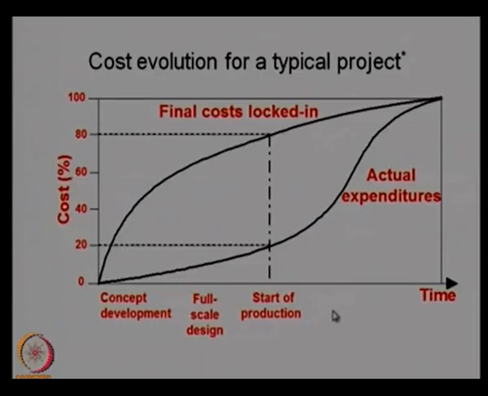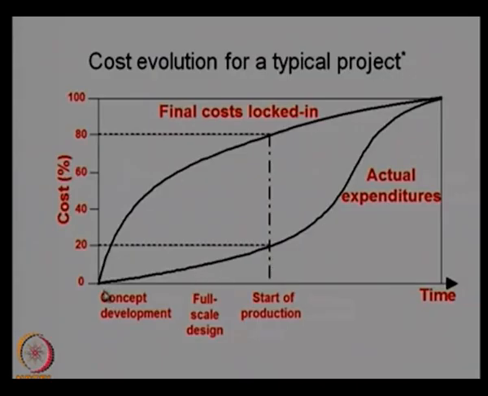So you can see here this concept development, full scale design and start of production. Till start of production, 80% of the cost of the project is locked in already, because your concept and the design actually determines the cost of the product. So by the time you start the production, 80% of the total cost of the project is locked in, and you cannot make any changes, or if you make any changes at this stage your total cost will be going much higher, or you will be making a lot of losses in cost.